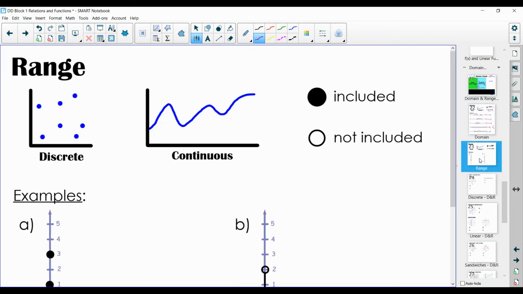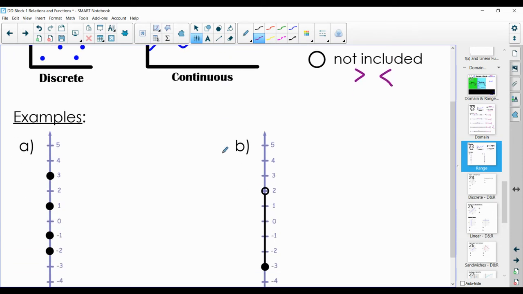All right, so we're going to take a look at range, and you'll notice that the first part here is the exact same. Just remembering that discrete means it's a scatter plot. There's no connections between the points. Continuous would be one line. And again, included would use the symbols greater than or and equal to or less than and equal to. Not included would have no symbol underneath.